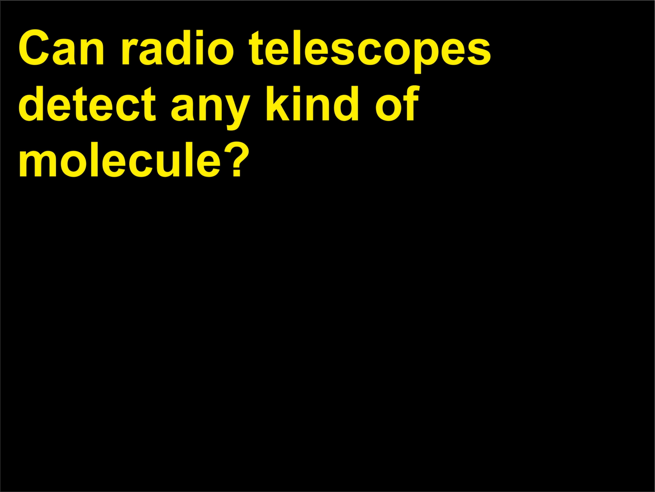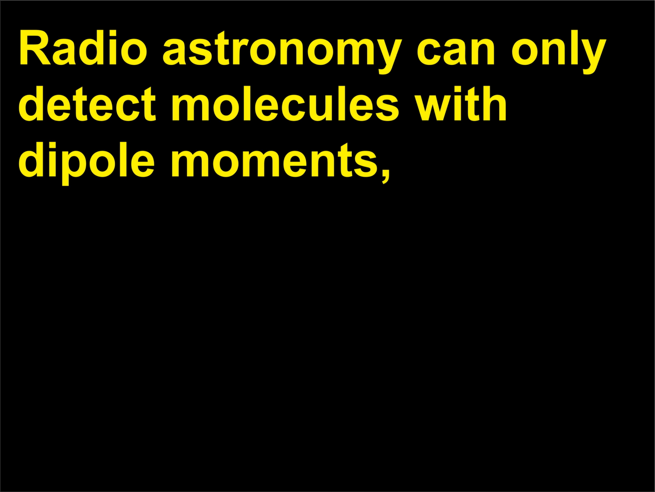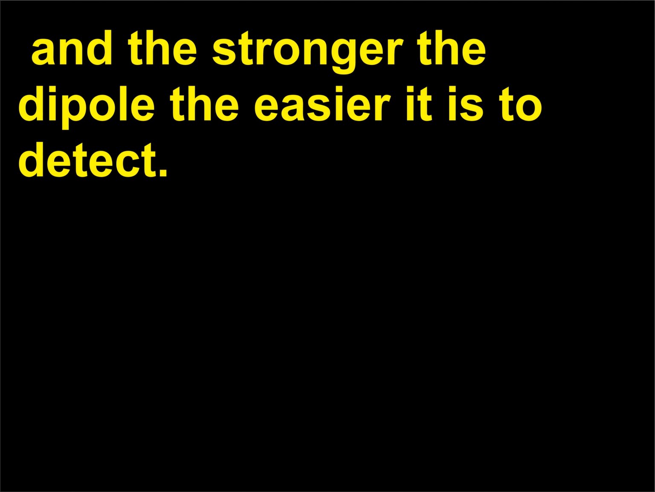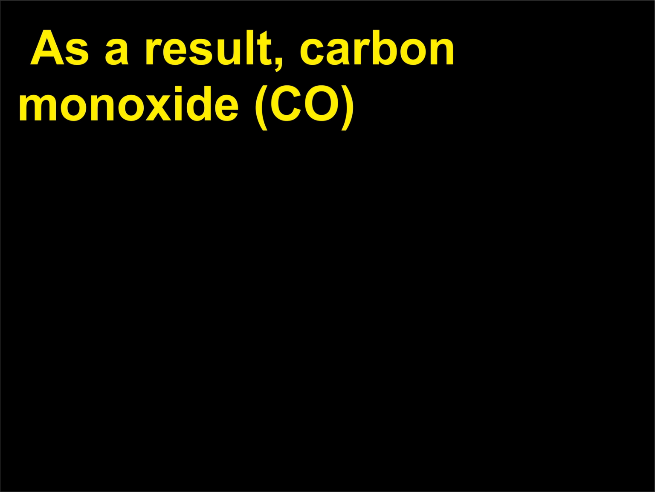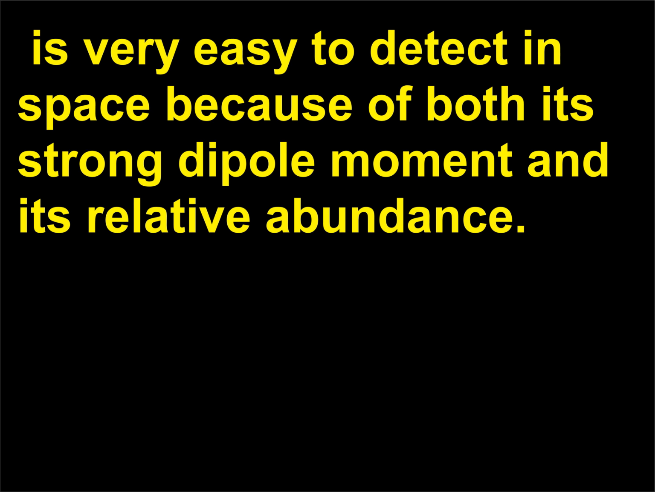Can radio telescopes detect any kind of molecule? Radio astronomy can only detect molecules with dipole moments. And the stronger the dipole, the easier it is to detect. As a result, carbon monoxide, CO, is very easy to detect in space because of both its strong dipole moment and its relative abundance.